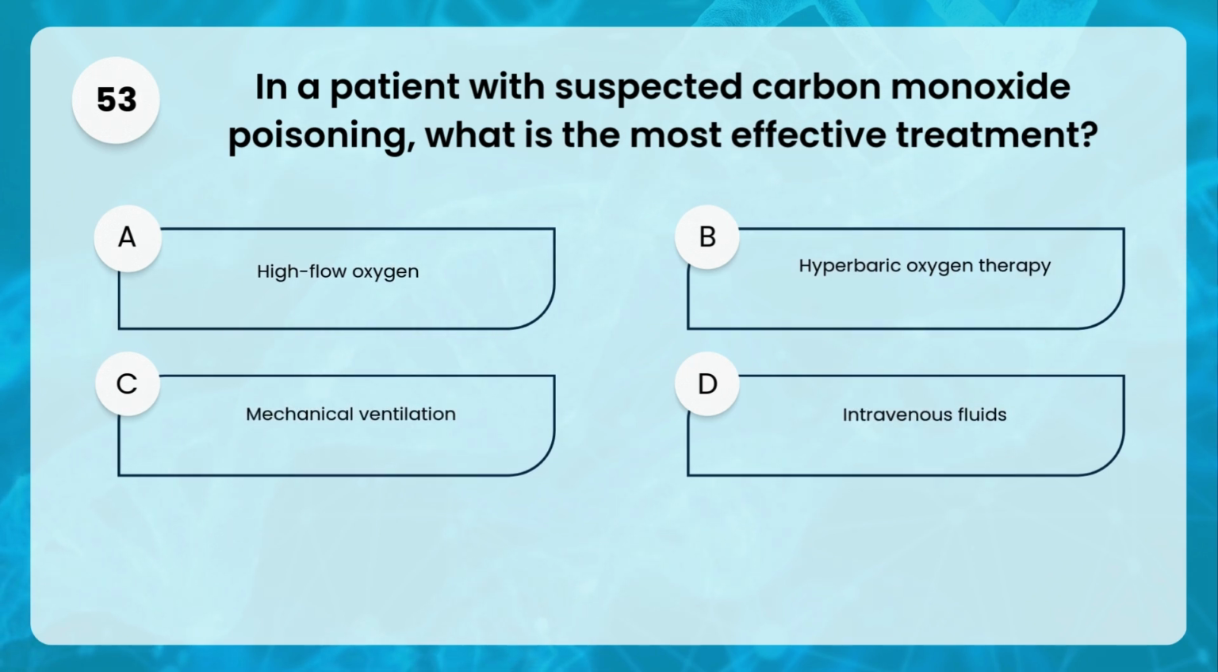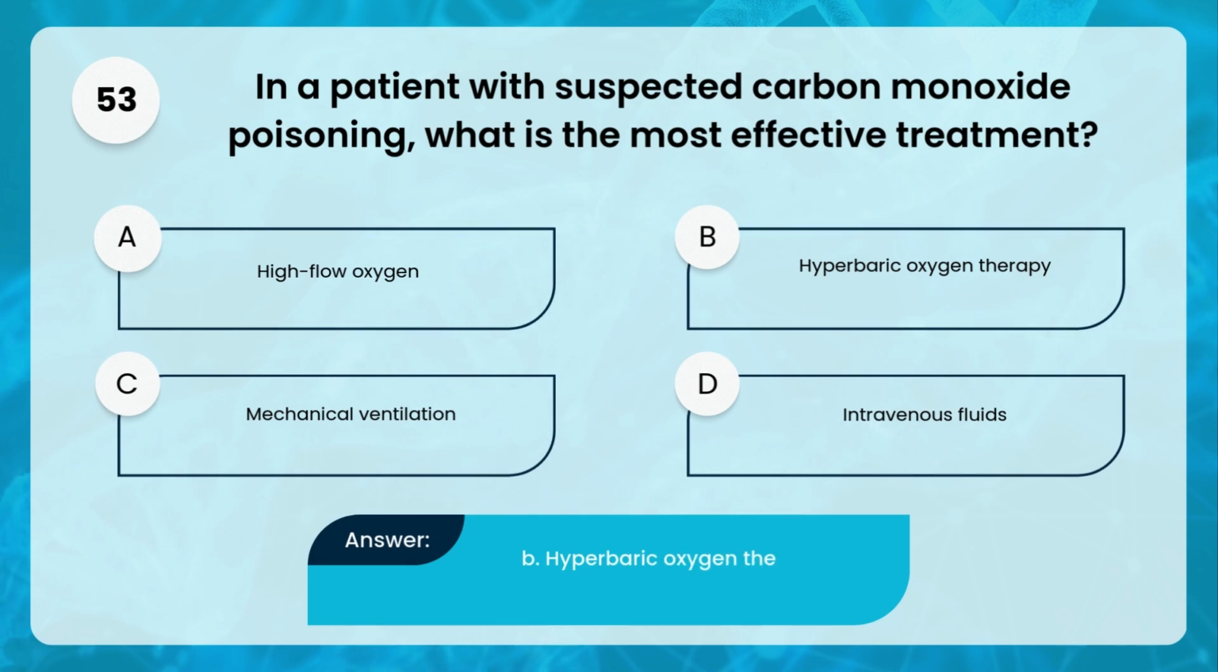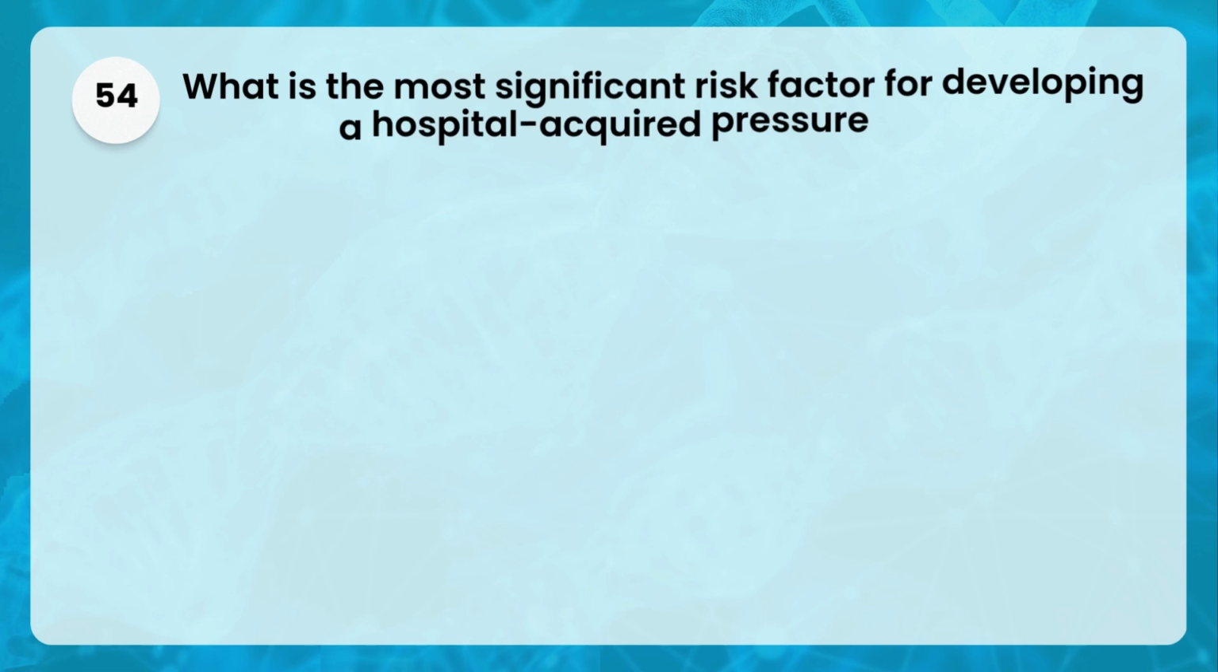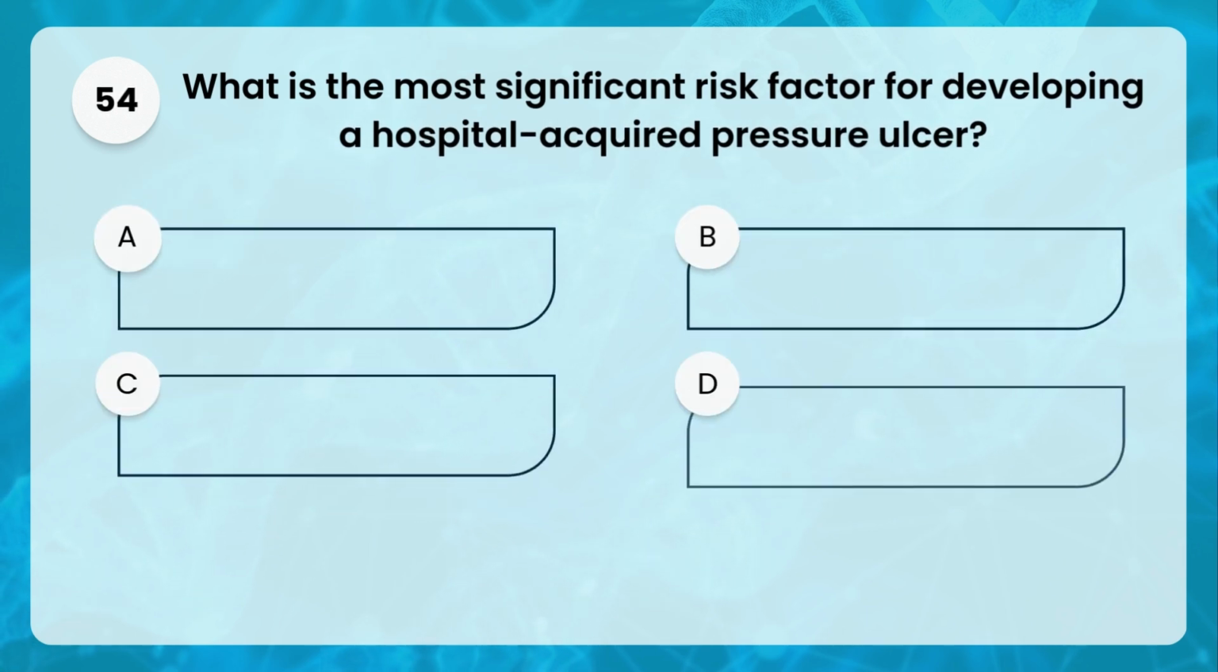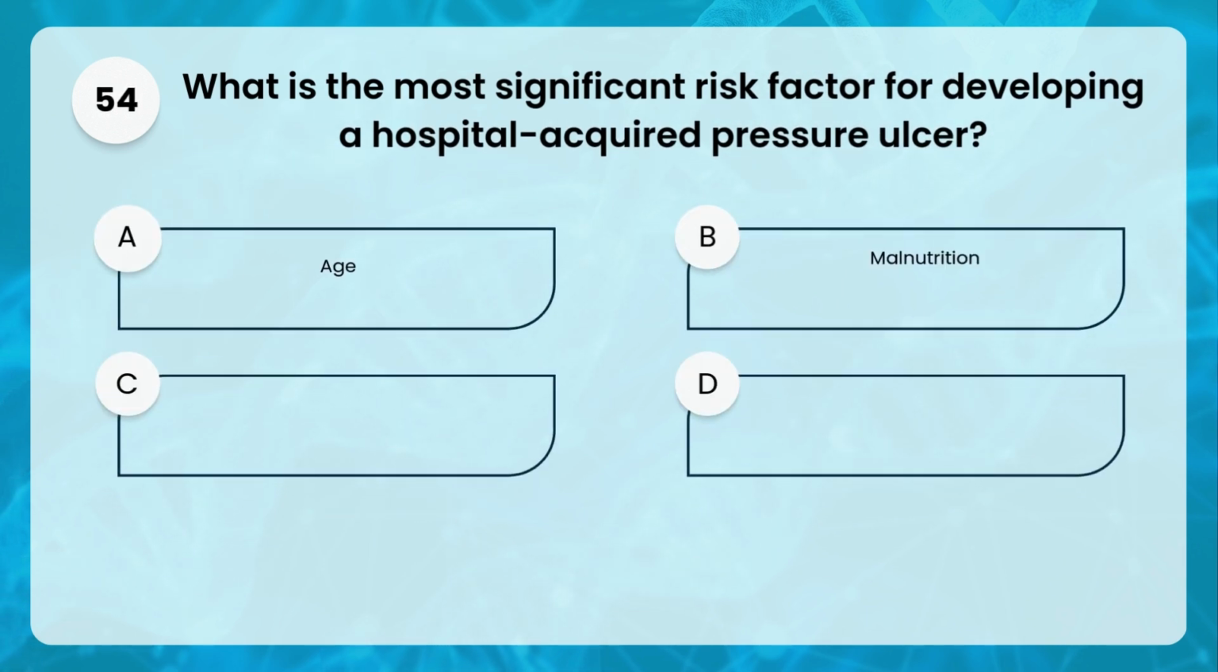A. High-flow oxygen. B. Hyperbaric oxygen therapy. C. Mechanical ventilation. Or D. Intravenous fluids. The answer is B. Hyperbaric oxygen therapy. Number 54. What is the most significant risk factor for developing a hospital-acquired pressure ulcer?